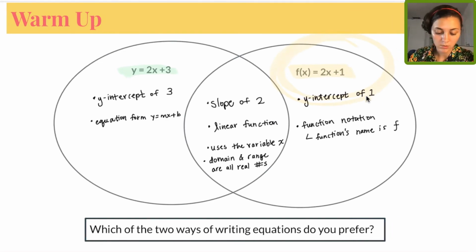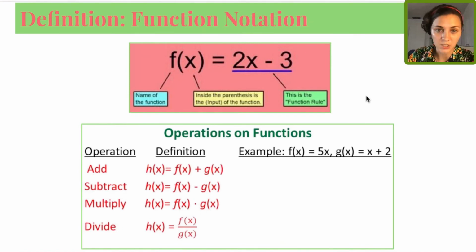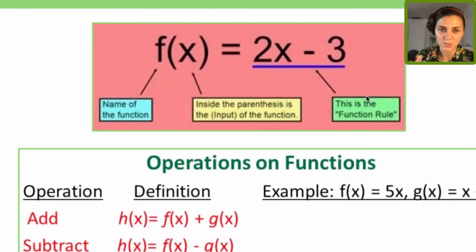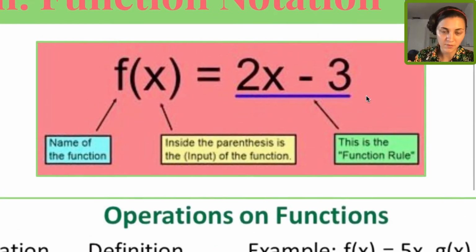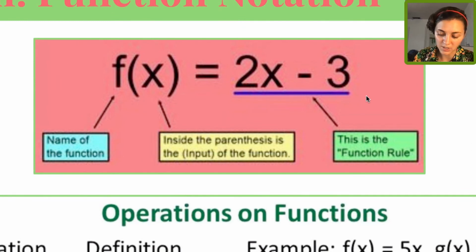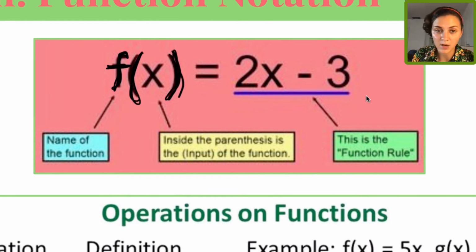Okay, so here's the formal definition of function notation, which you can see in this box. Function notation has 3 parts basically. It has the name of the function, which in this case is just function f. Then it has what's inside the parentheses, which is the input of the function. Another vocabulary word that we're going to use for input is argument. So another word for what's in the parentheses is called argument.